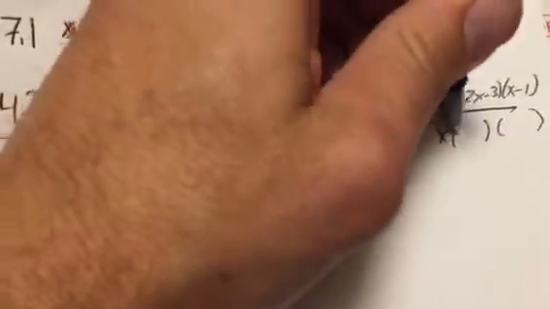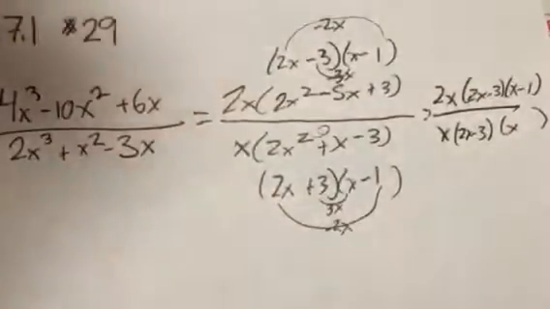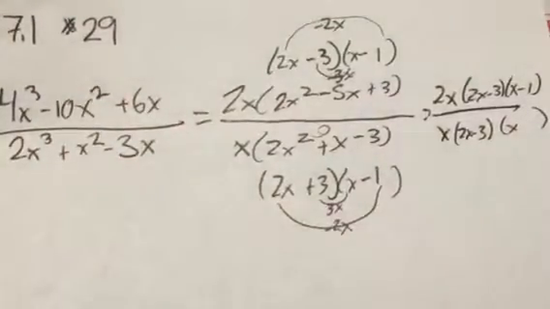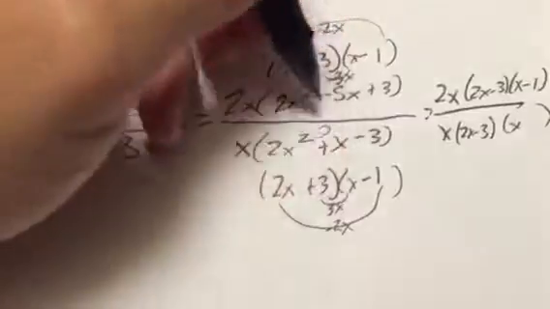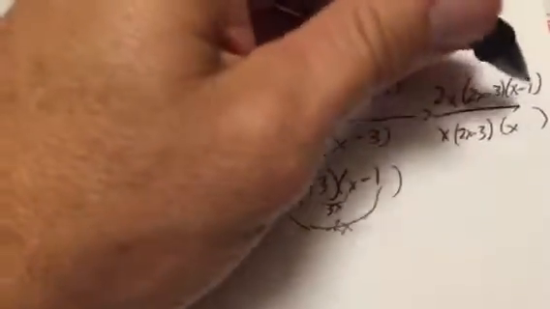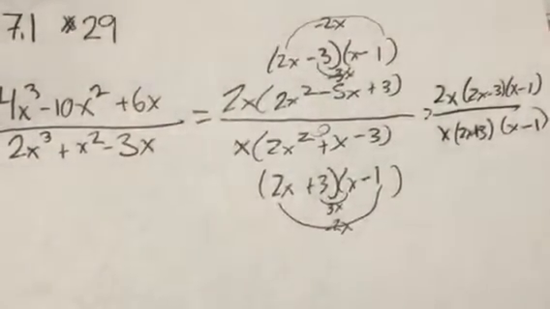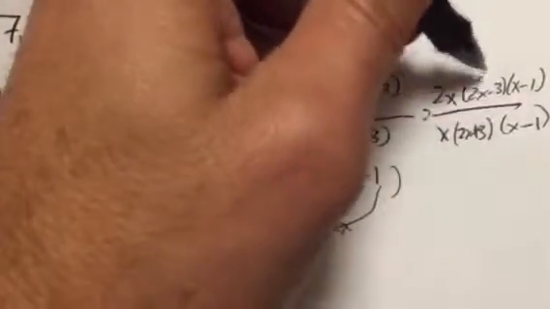So this part factors to 2x minus 3 and an x minus 1. Oh, sorry, that's 2x plus 3. That's what I was freaking out about, and an x minus 1. All right, so then now I have this, so let me see what's left.